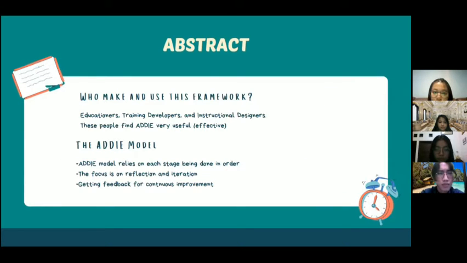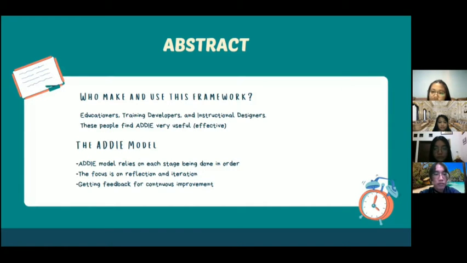So who makes and who uses this framework? The ones who make and use this framework are the educators, training developers, and instructional designers. These are useful and effective. I could say that educators, instructional designers and training developers find this approach very useful because this approach has stages that are clearly defined and facilitates implementation.